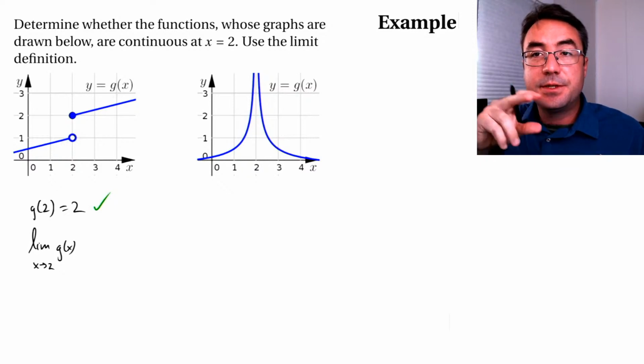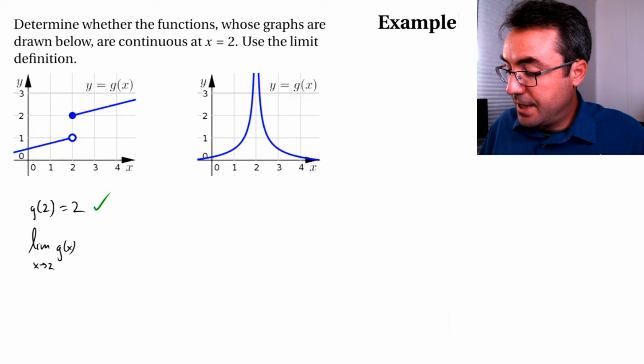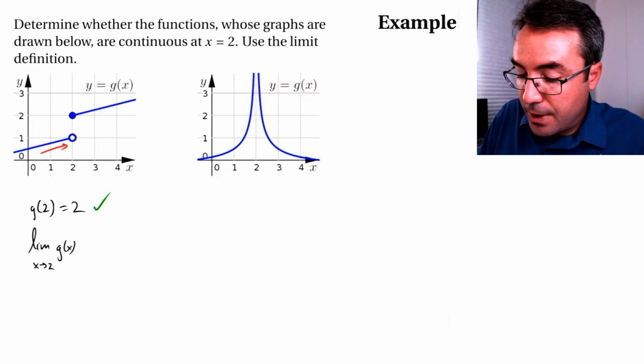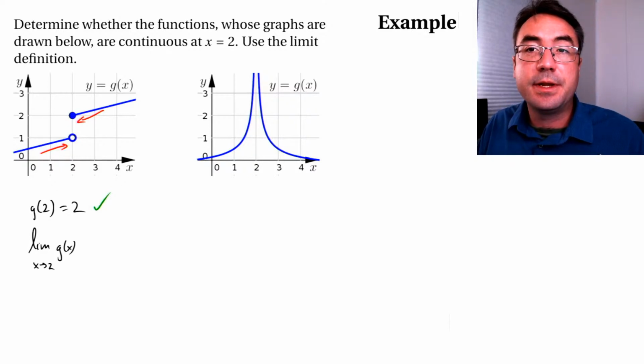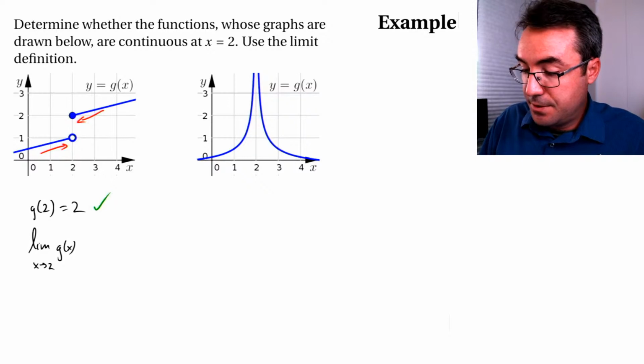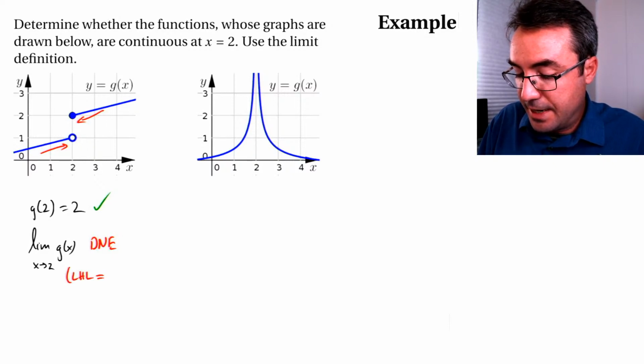And this is where we need to do the left and the right-hand limits. But what we're seeing is that on the left, it's doing one thing. On the right, it's doing something completely different, and they don't match up. So in this, the limit does not exist. And that's because the left-hand limit does not equal the right-hand limit.